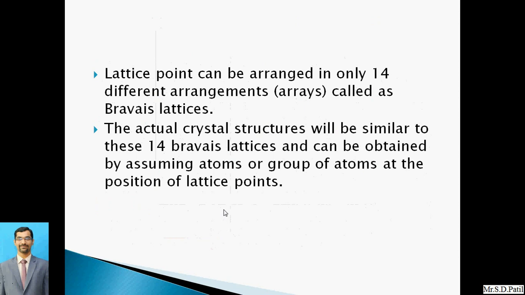Now lattice points can be arranged in 14 different arrangements or arrays called Bravais lattices. What are the different 14? These are the lattice points, and we have already seen that concept. So there are 14 different arrangements for the Bravais lattice, and the actual crystal structures are similar to these 14 Bravais lattices and can be obtained by placing atoms or groups of atoms at the positions of the lattice points.